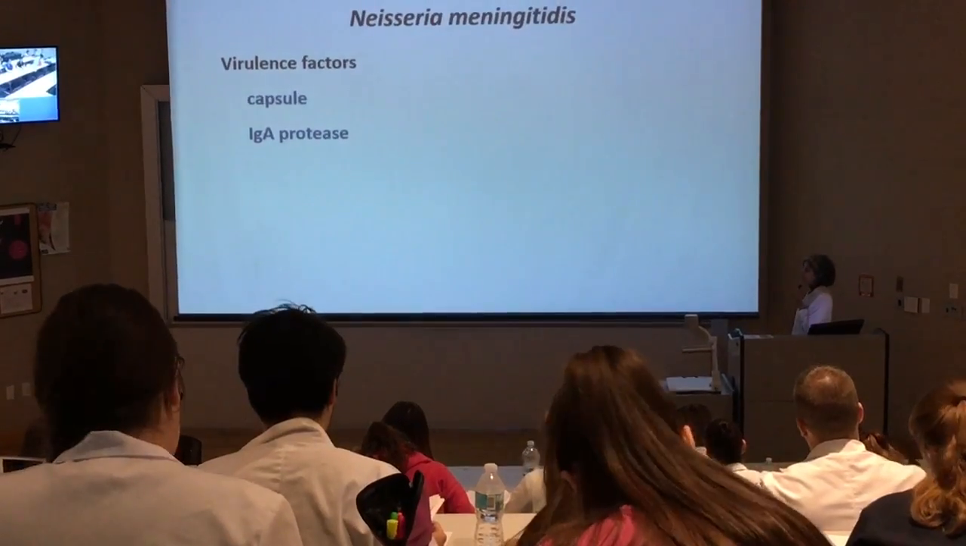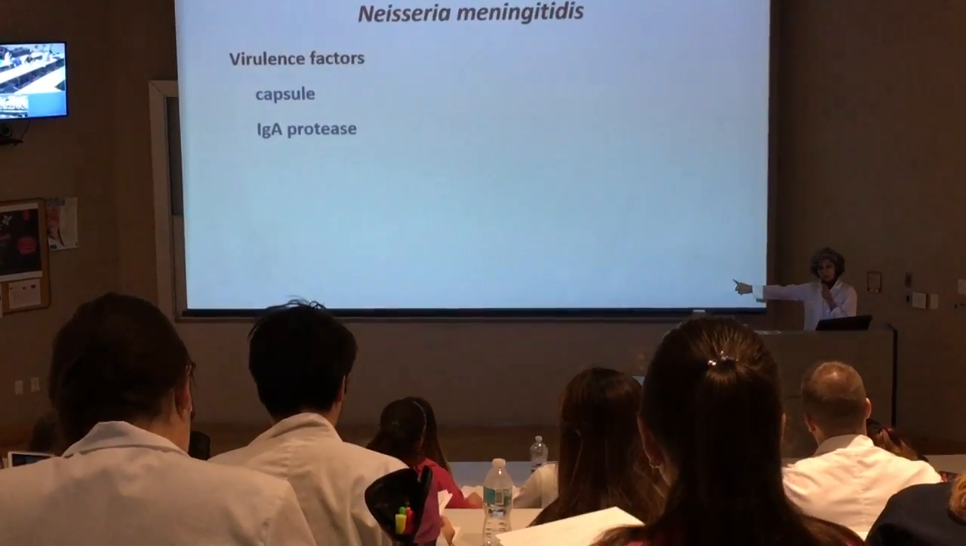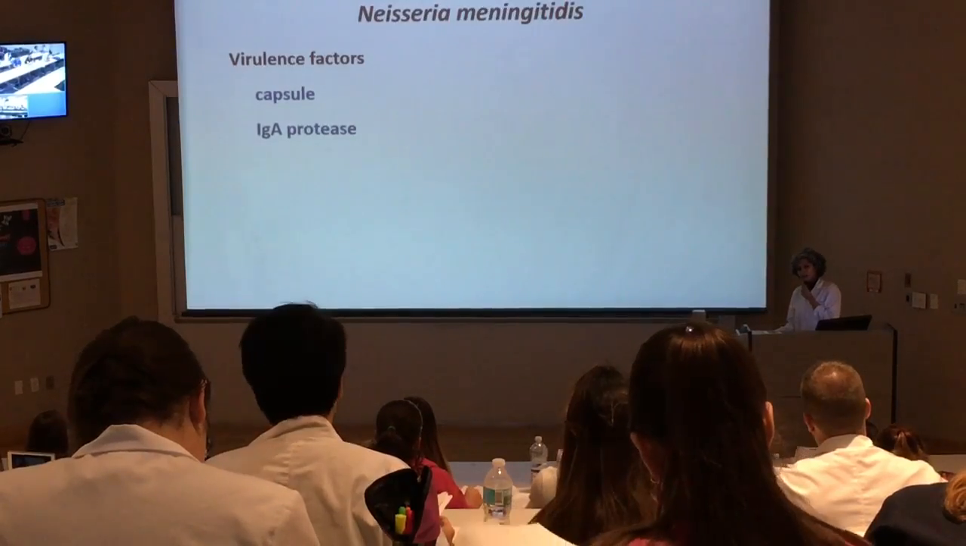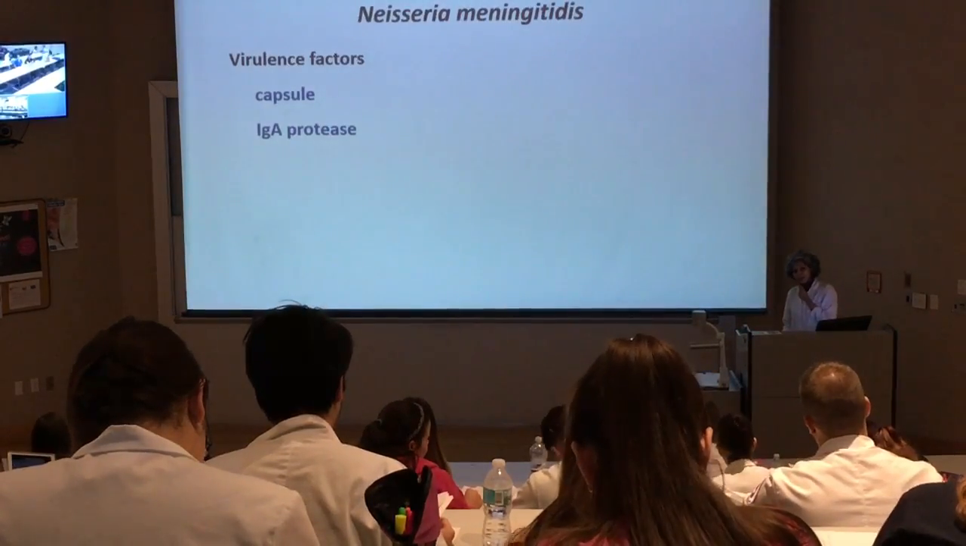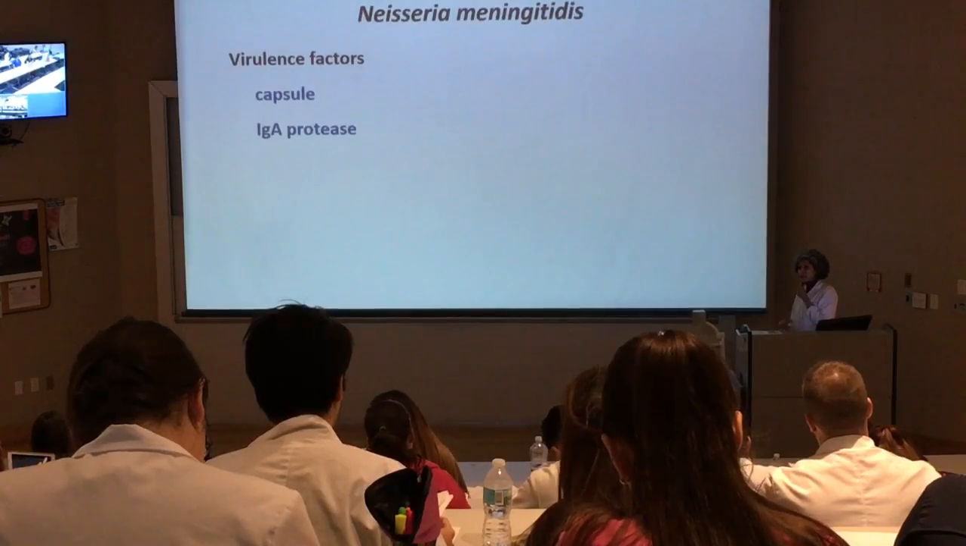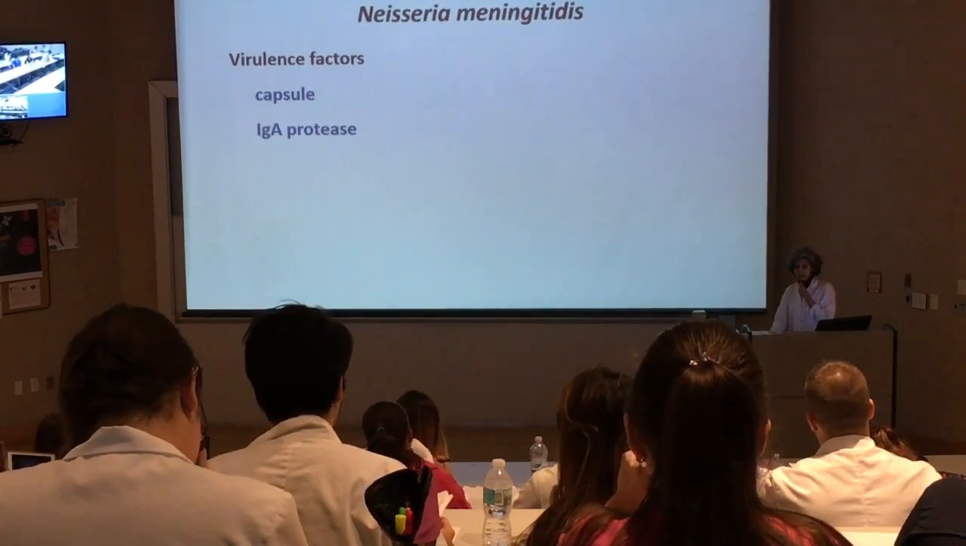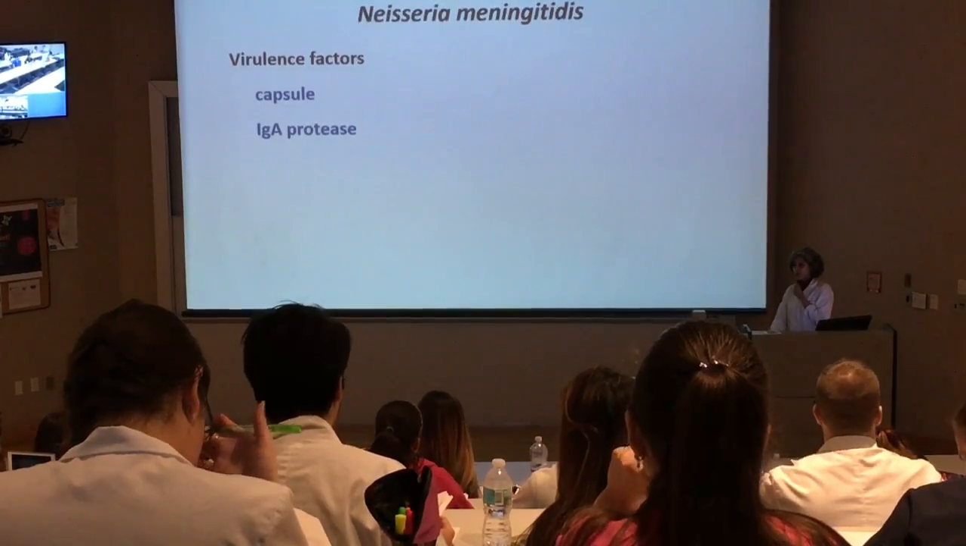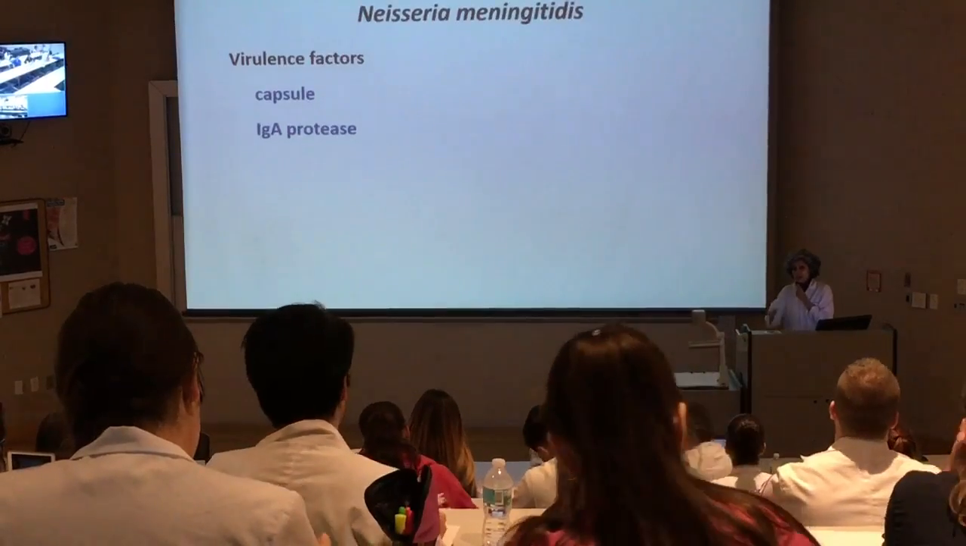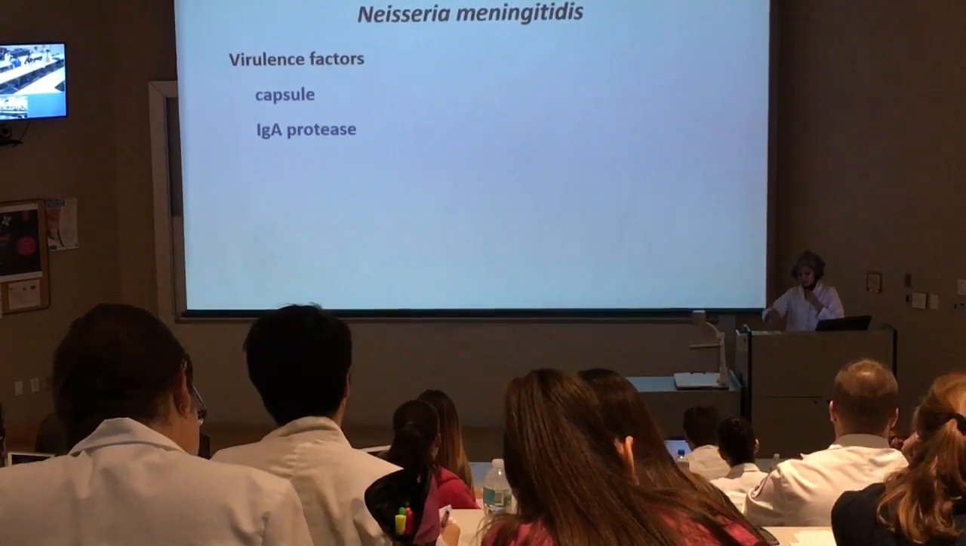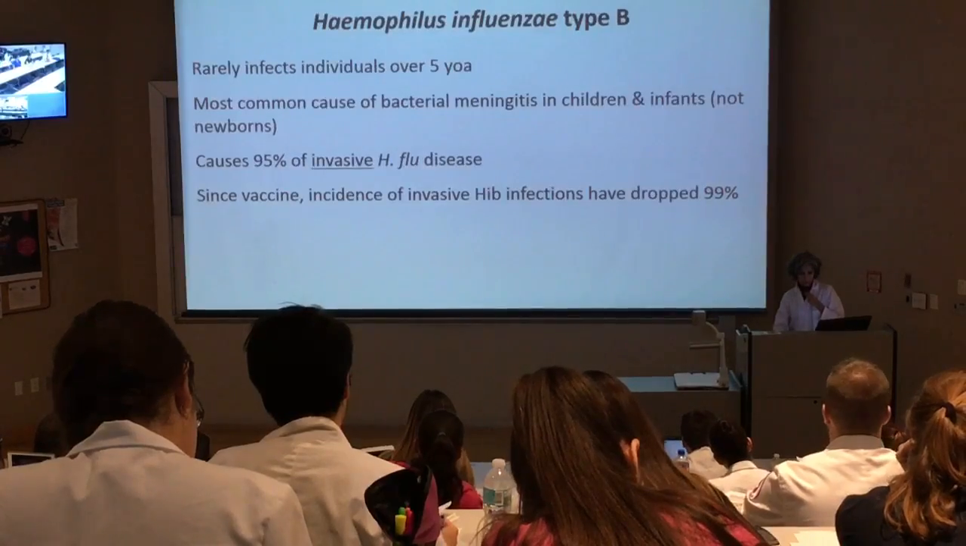So what are some of the virulence factors? It has a capsule, so it allows the bacterium to escape phagocytosis, but it also has IgA protease. And what is the ultimate end result for IgA protease? No opsonization. It's going to cleave the IgA, right? So there is no opsonization.